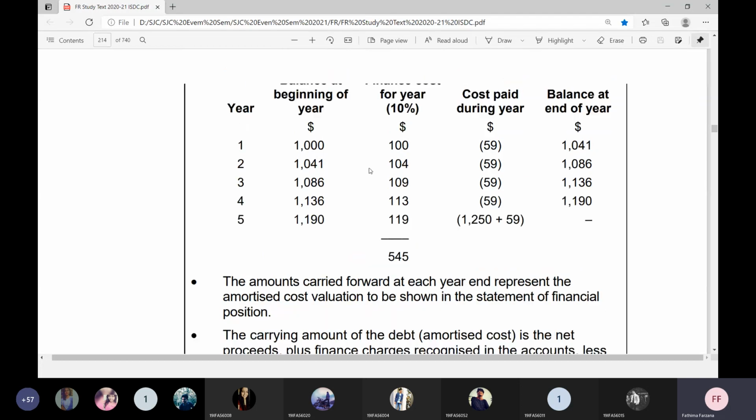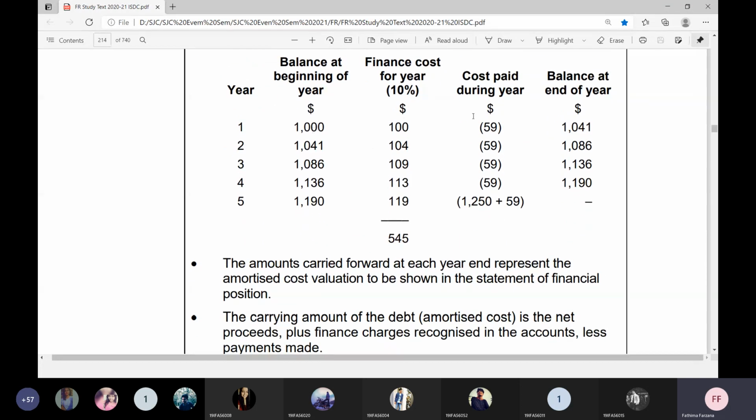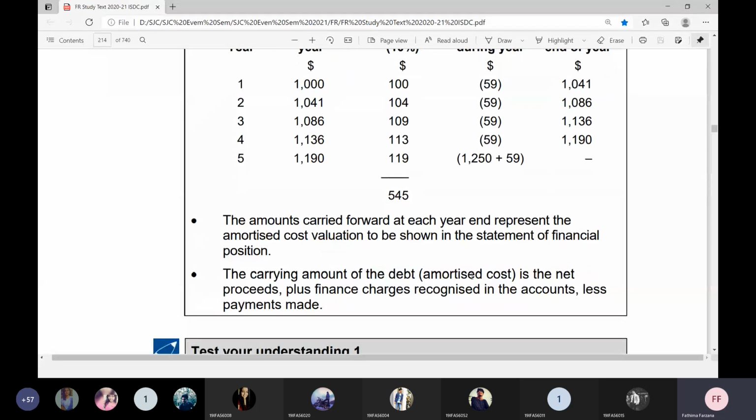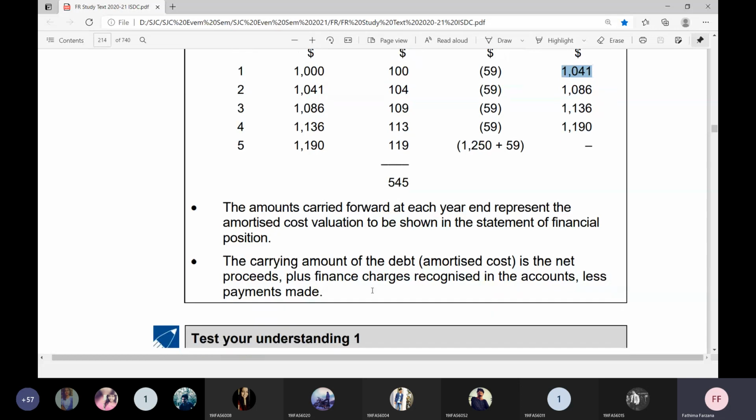So the end of this problem we solved just now, right? So 1,159 every year we paid, and the balance at the year end, this we computed. The amount carried forward at each year end, that is 1,041, 1,086, 1,136, represents the amortized cost valuation to be shown in the statement of financial position. This must be shown in the financial position. The carrying amount of the debt at amortized cost is the net proceeds plus finance charges recognized in the account, less payments. Okay, this is a carrying amount, right? How they got it, they've explained here.